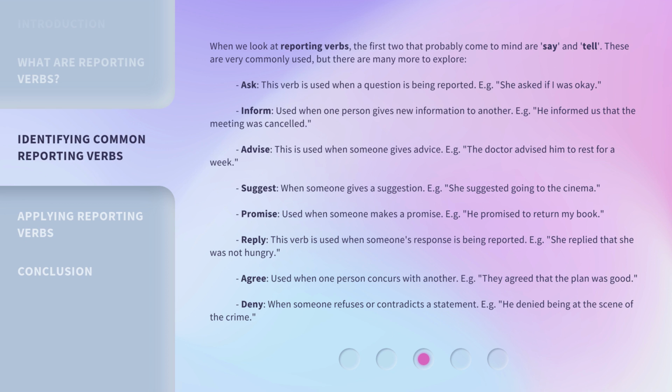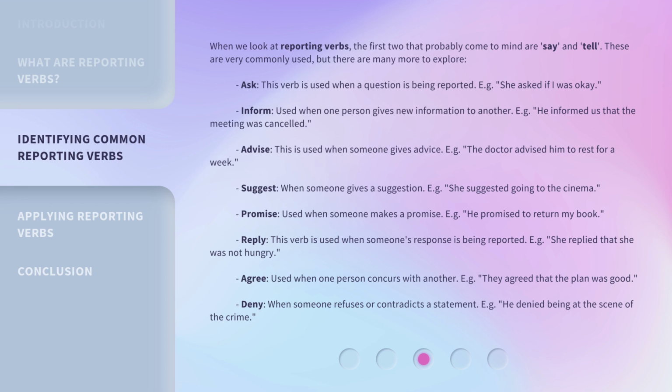Advise. This is used when someone gives advice. E.g., the doctor advised him to rest for a week. Suggest. When someone gives a suggestion. E.g., she suggested going to the cinema. Promise. Used when someone makes a promise. E.g., he promised to return my book.